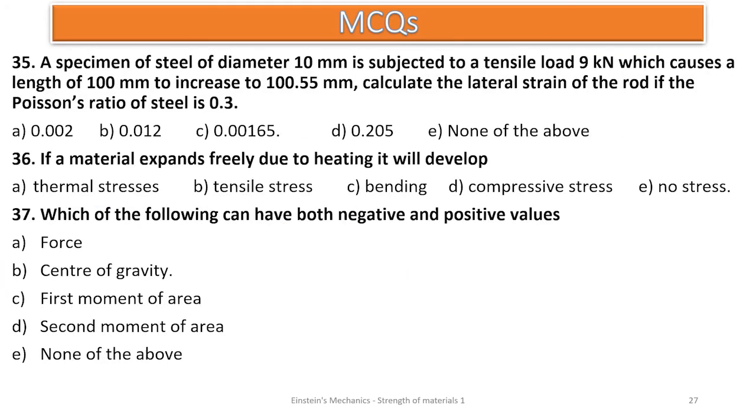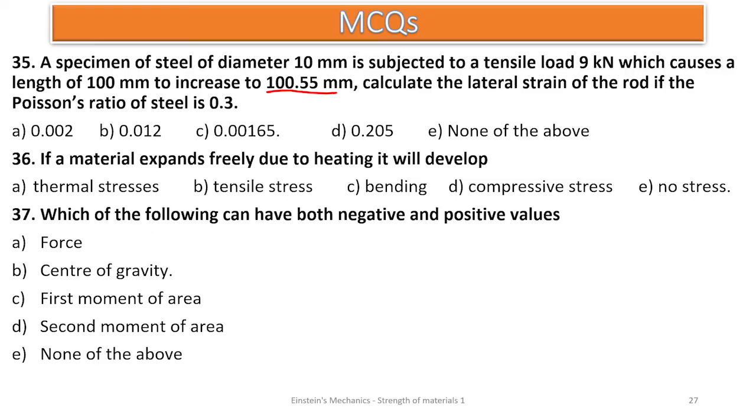Now, 35. A specimen of steel of diameter 10 mm is subjected to a tensile load of 9 kN, which causes a length of 100 to increase to that. Calculate the lateral strain of the rod if the Poisson's ratio for steel is 0.3. So we are to calculate for the Poisson's ratio.